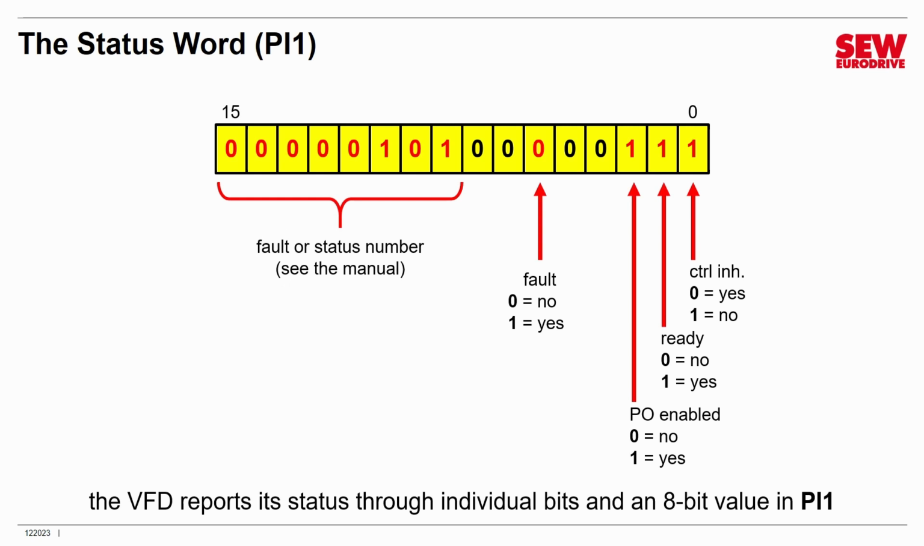So you have to convert these back to a decimal number and then look up that number in the manual. If the fault bit is 0, meaning there's no fault, this will be a status number, just indicating what the VFD is up to. If the VFD is faulted, in other words, bit 5 is 1, this will be a fault code, and your PLC program can interpret that. All right, that's the status word.